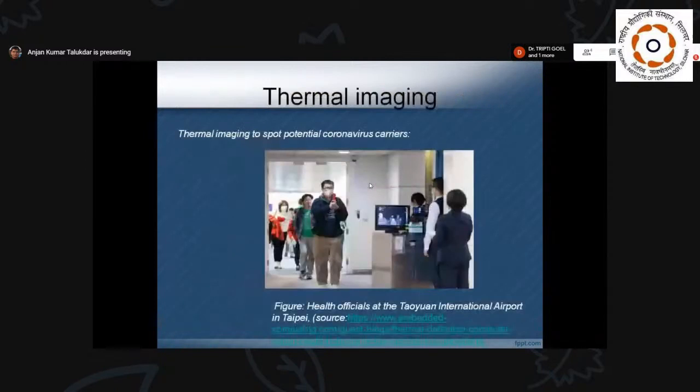Similarly, thermal imaging is also becoming very important for this situation. With the help of thermal images we can detect whether a person has a fever or any symptoms or not. For example, this is the image taken at the Taiwan International Airport in Taipei. It is believed that the number of people infected in Taiwan was very low because of this technology they implemented.